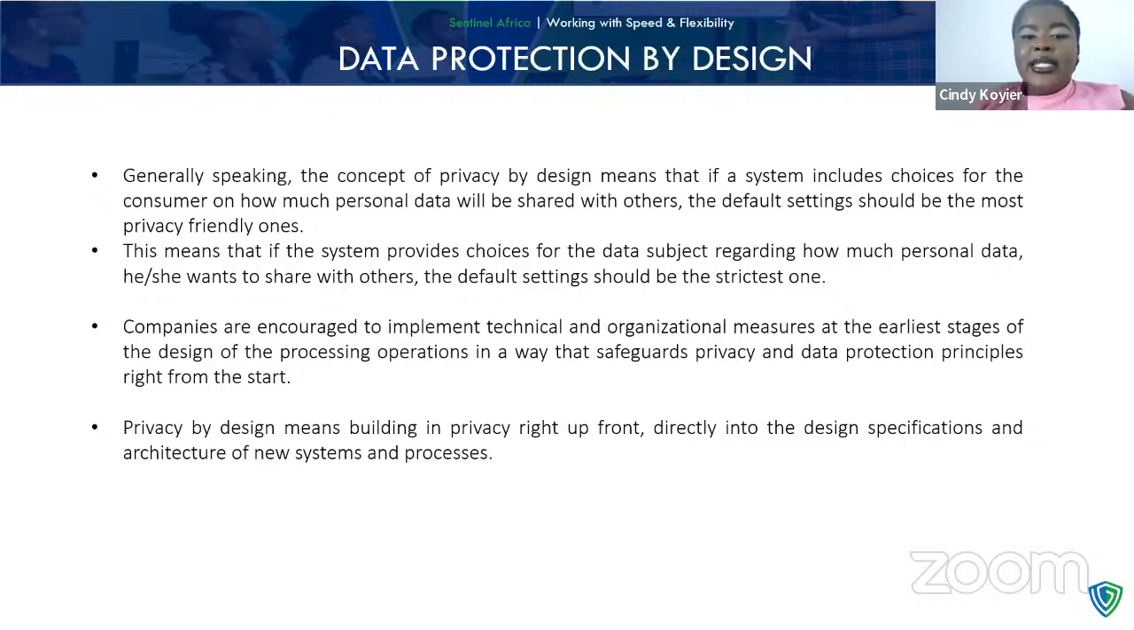So this means that the system provides choice to the data subject, whether he or she wants to share this information, and the default setting is the strictest one. The strictest one being, we make sure that it is off, and then the data subject actively decides that they want to put it on. That is where we demonstrate that we have put it in the strictest way. And then companies are encouraged to implement technical and organizational measures at the earliest stage of design.